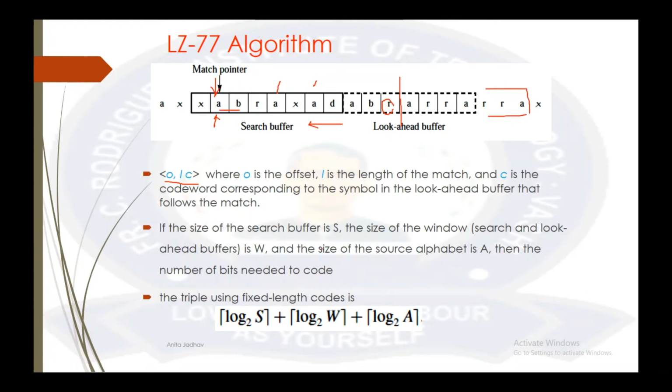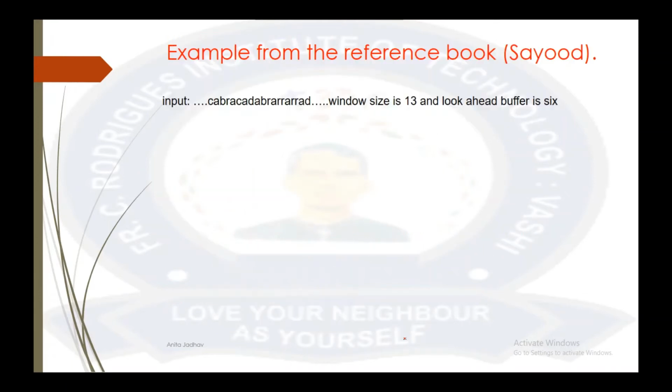If the size of the search buffer is S, the size of the window, that is search buffer plus look ahead buffer, is W, and the size of the source alphabet is A, then the number of bits can be calculated as the ceiling of the bits required to represent the search buffer, the bits required to represent the window, and the bits required to represent the source alphabet. You need to calculate the number of bits because this is the way you will find your compression ratio. Now let's see one example from your reference book.